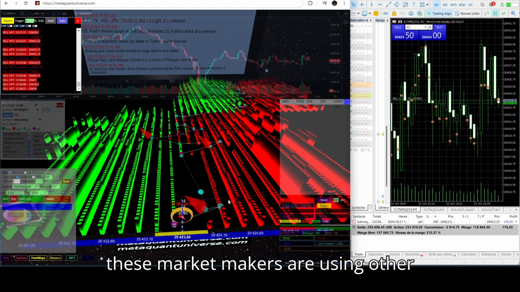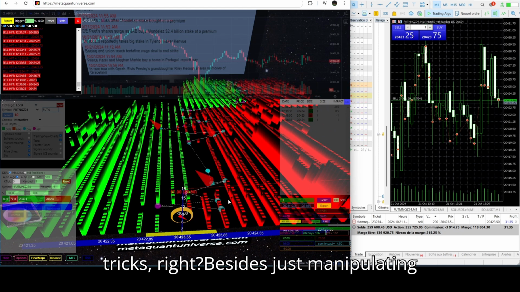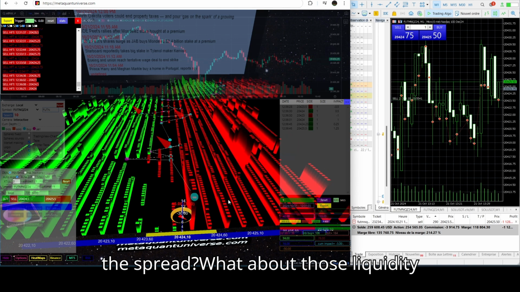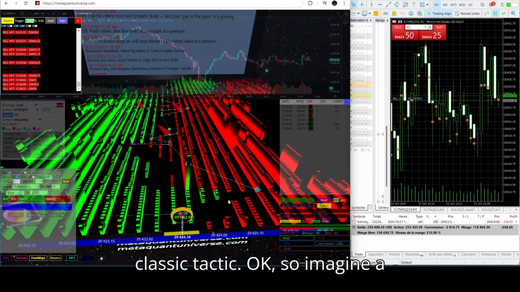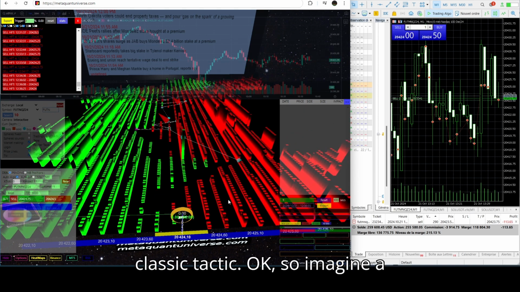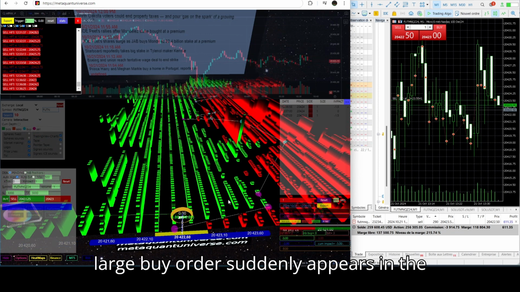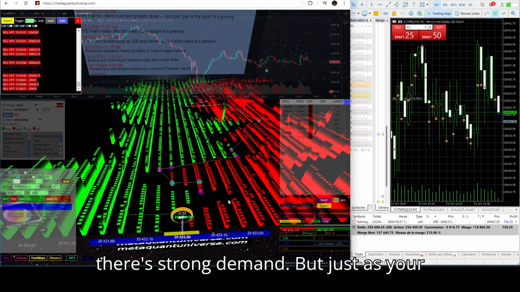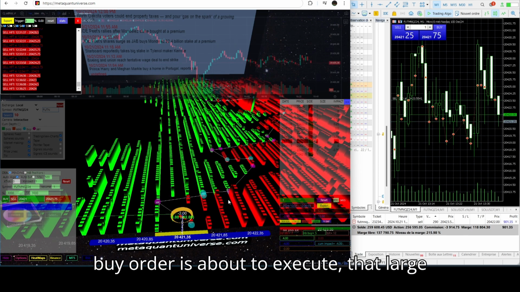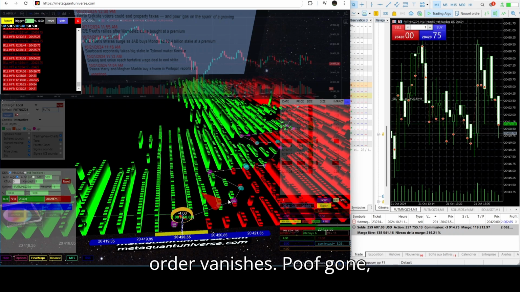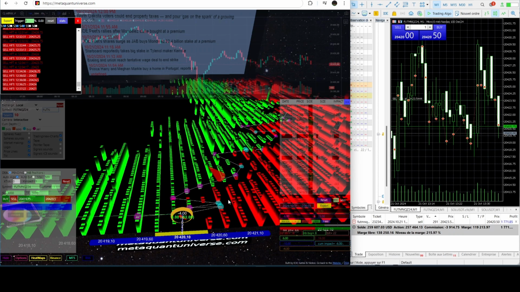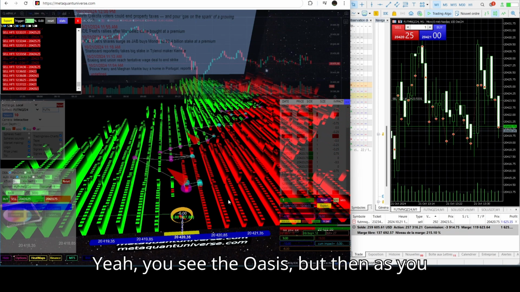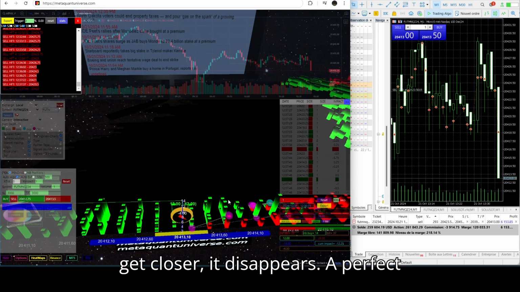But what if these market makers are using other tricks? Besides just manipulating the spread, what about those liquidity voids you mentioned earlier? Ah, yes, a classic tactic. Imagine a large buy order suddenly appears in the order book, making it look like there's strong demand. But just as your buy order is about to execute, that large order vanishes. Poof, gone, leaving you with a much less favorable price. It's like a mirage in the desert. You see the oasis, but then as you get closer, it disappears.